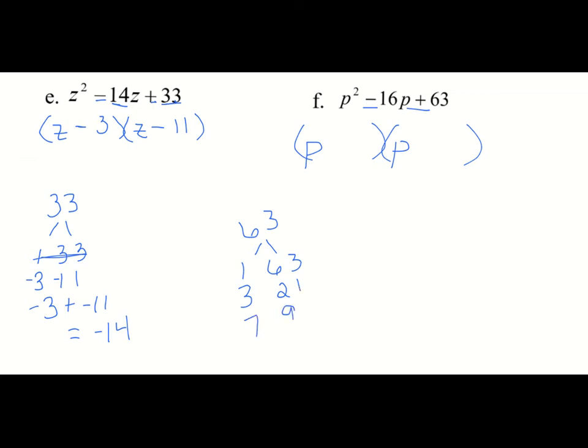And we need a negative 16. So I know 1 and 63 won't work. I know 3 and 21 won't work. But 7 and 9 will, as long as I make them both negative, because negative 7 plus negative 9 will give me negative 16. And it will multiply to give me positive 63. So there it is factored.